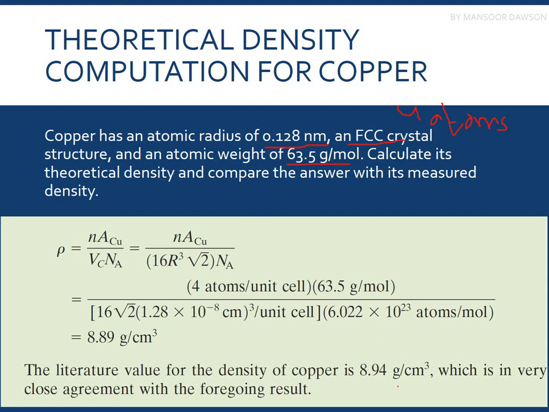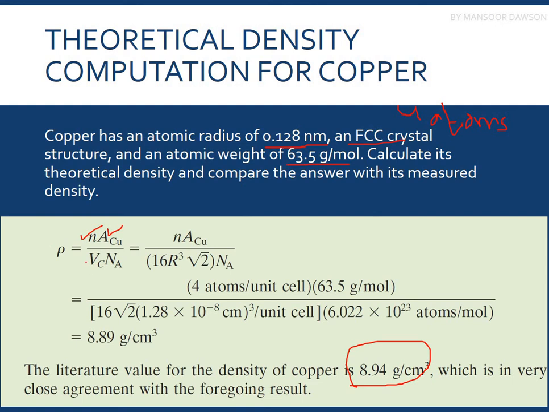The measured density given of copper is 8.94 grams per centimeter cube. You can find it from the internet or any other resource. So this is the experimental value, and the theoretical value we'll be calculating. We know that it has 4 atoms. The A of copper is 63.5, which is given in the question.